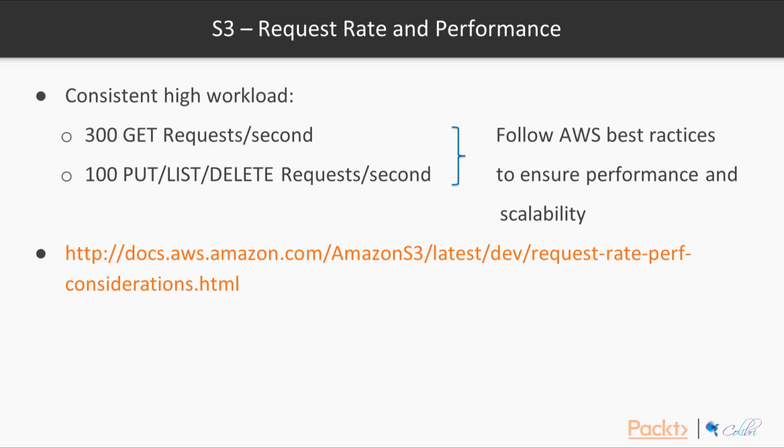In order to ensure consistent performance, however, Amazon recommend that you don't scale beyond 300 GET requests per second or 100 put, list or delete requests per second for a single bucket. Again, you can scale beyond this, but in order to do so, you should open a ticket with Amazon before attempting to release an application that has this kind of bandwidth requirement.